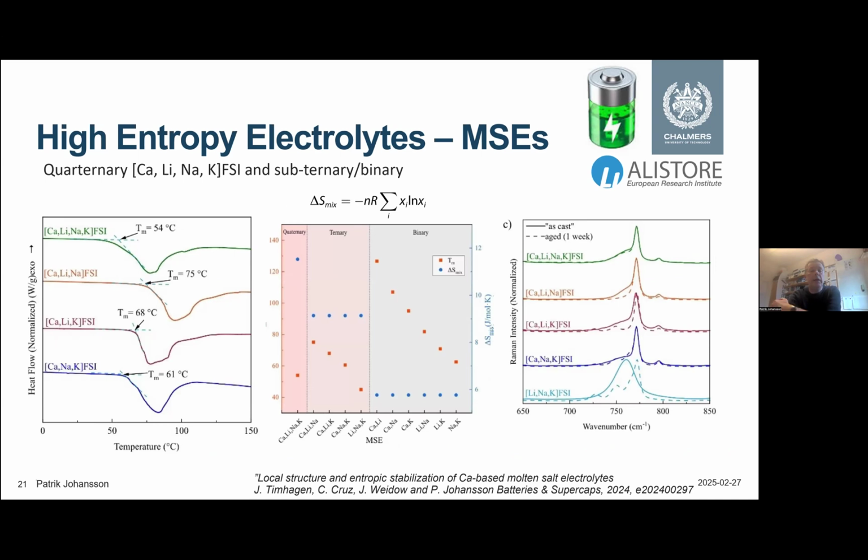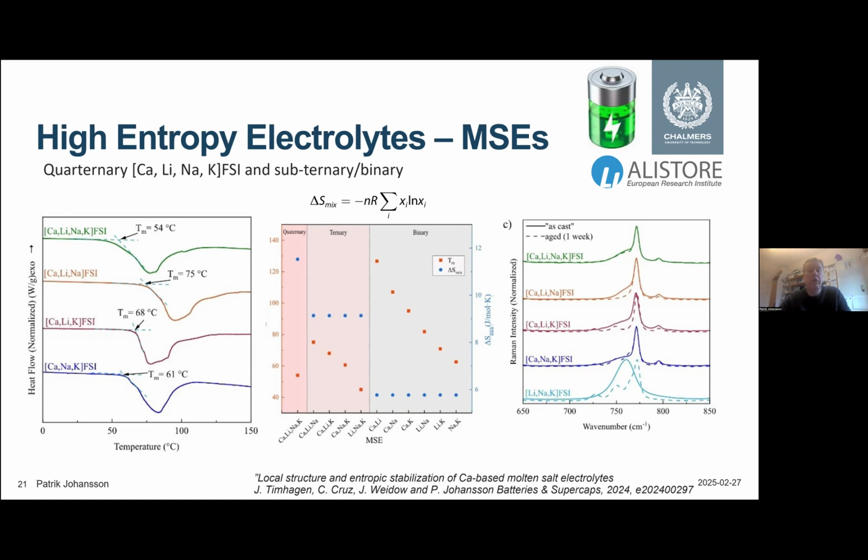So one of my PhD students and one of my postdocs have been doing some simulations and some experiments using FSI salts, and nothing complicated with that, but mixing up to 4 different FSI salts with different cations and studying then what happens with the melting temperature. And in the center here, you see that if we go from binary to ternary to quaternary, one can see that the melting point is falling down and the entropy of mixing is going down. And that is really what we want to accomplish.